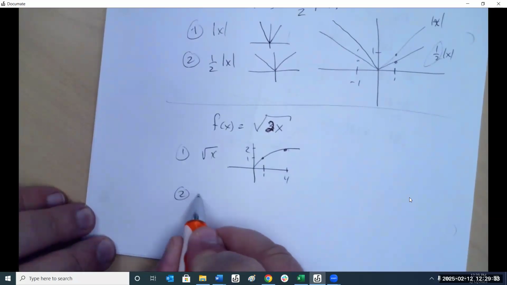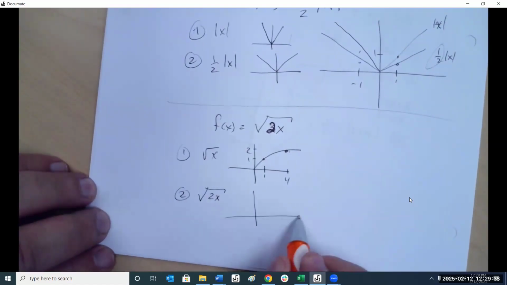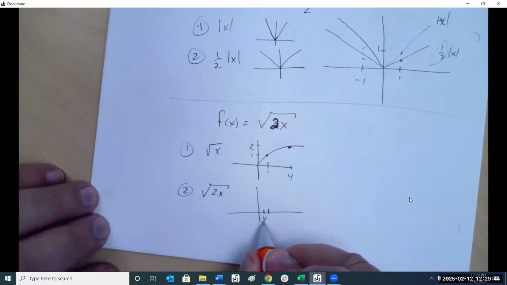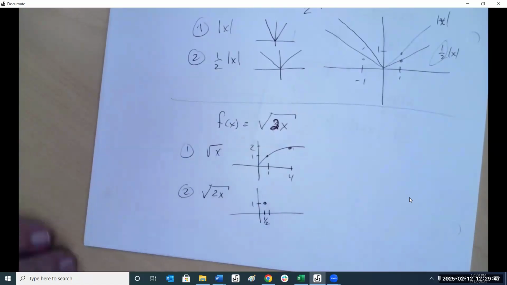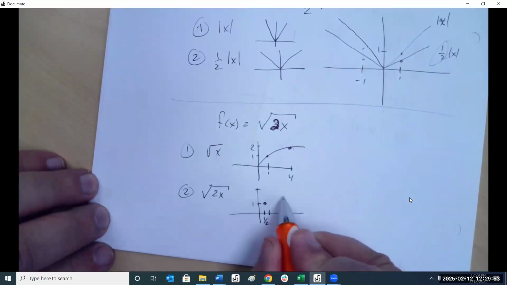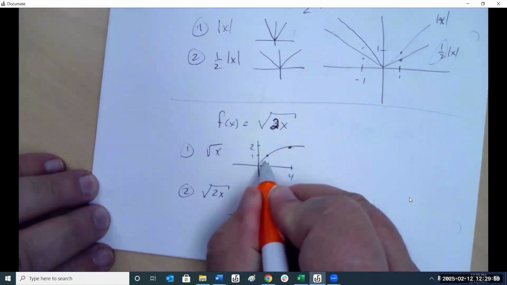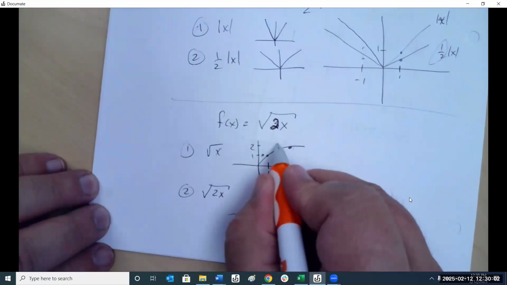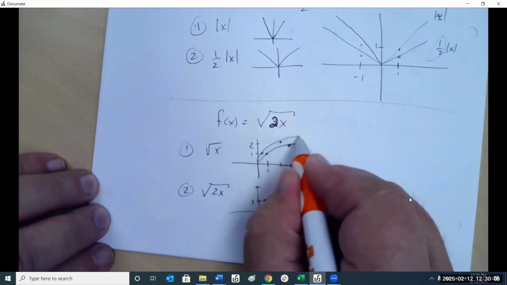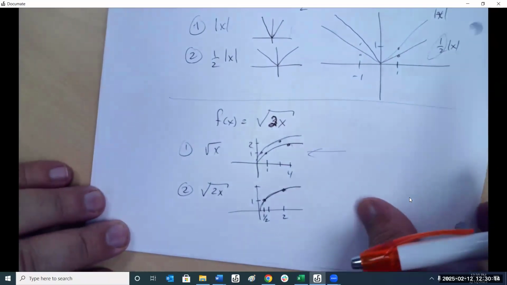What's happening now, when it's 1/2, it's 1. When it's 2, it's 2. So our graph is going to look like this. So it's pushing it this way. It's horizontally pushing it against the wall.